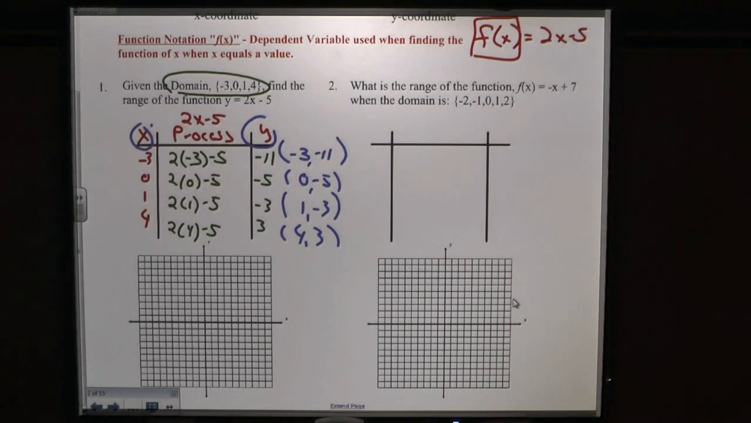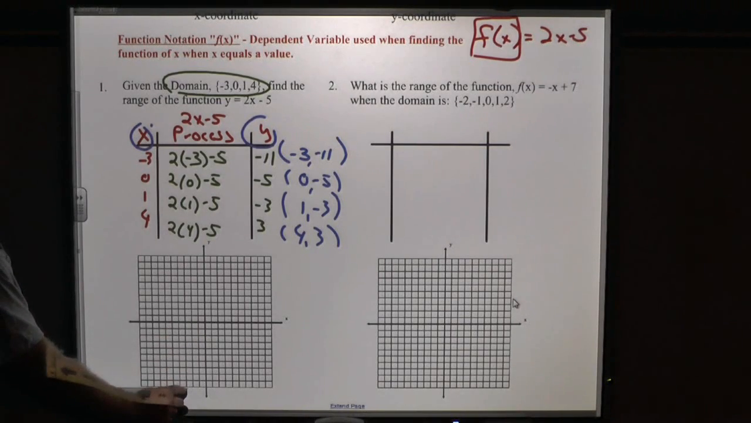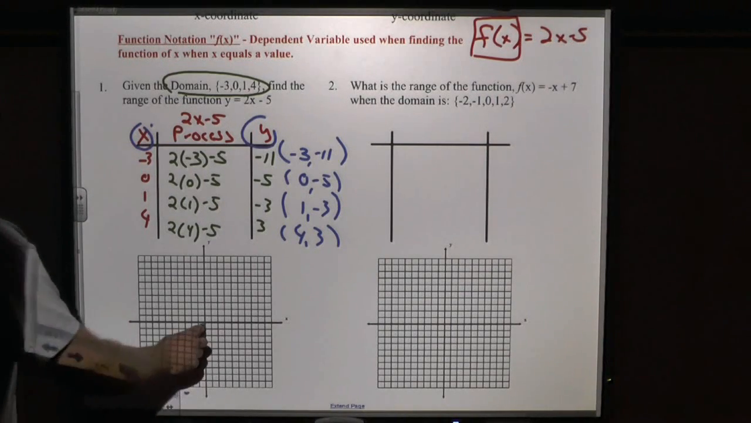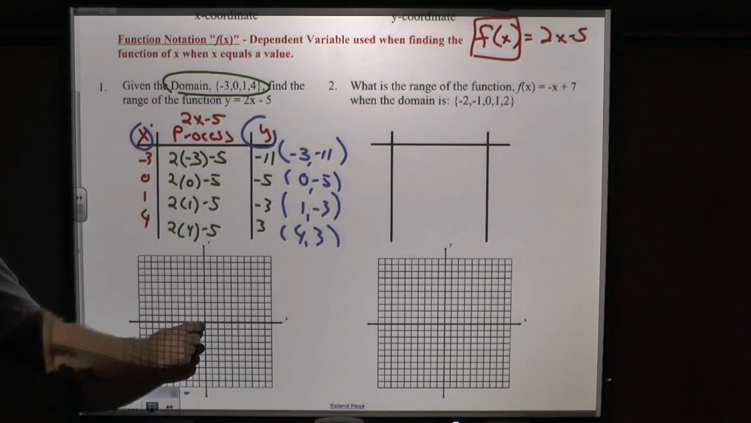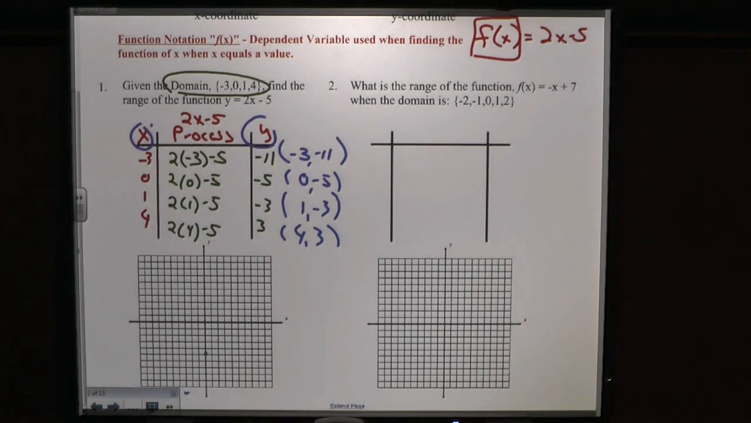Well, -3, -11, starting at the origin, you go 3 to the left of the -3 for the x-coordinate, and down 11. You'll see this graph only goes to 10, so we need to make a little dot down here for -11. Okay? The next one is 0, -5. 0, so neither goes to the left or to the right for x, so you're going to go down 5. 1, 2, 3, 4, 5. So that's the point 0, -5.